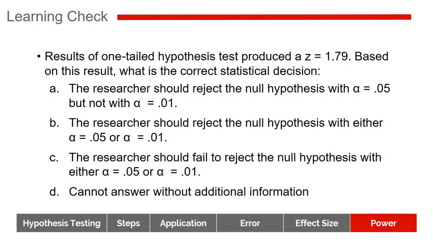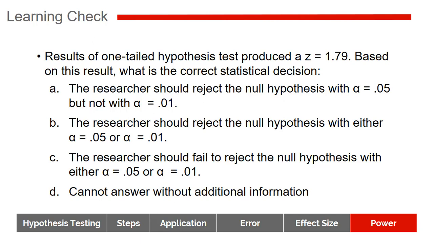The results of a one-tailed hypothesis test produced a z of 1.79. Based on this result, what is the correct statistical decision? And it's asking you to evaluate it based on an alpha of 0.05 and an alpha of 0.01. So what we need to do first is realize that it's a one-tailed test. So we need to look at our z table for 5% in the tail, because 5% is all going to be in one tail.